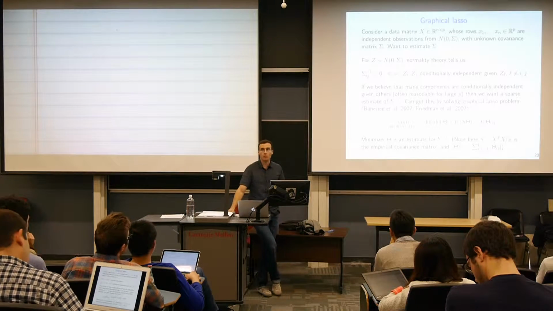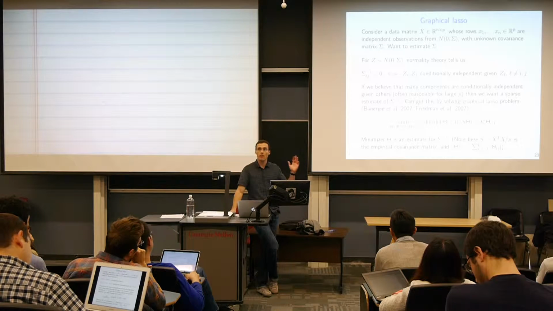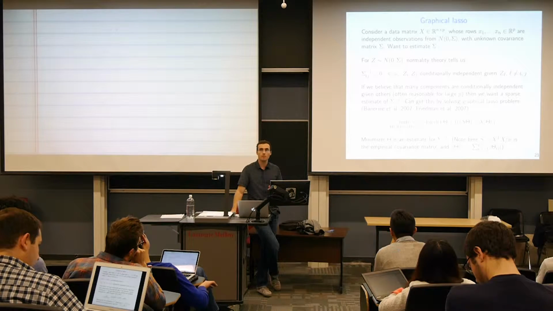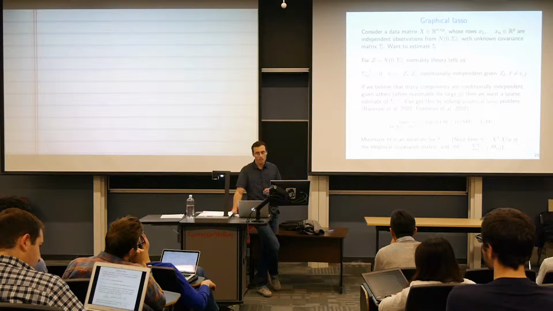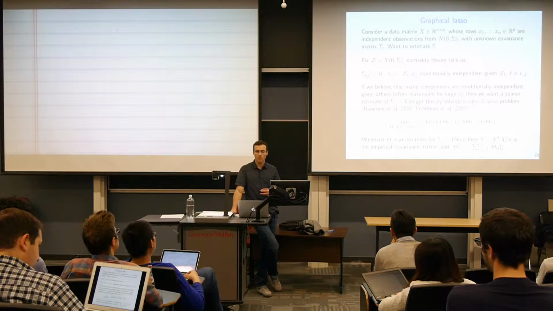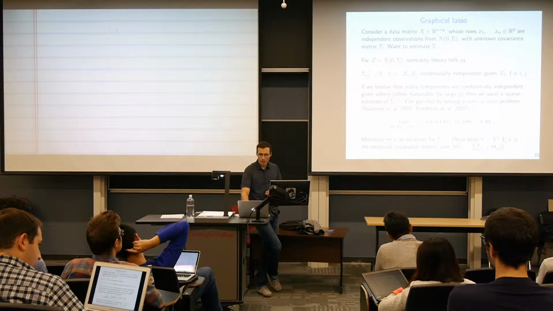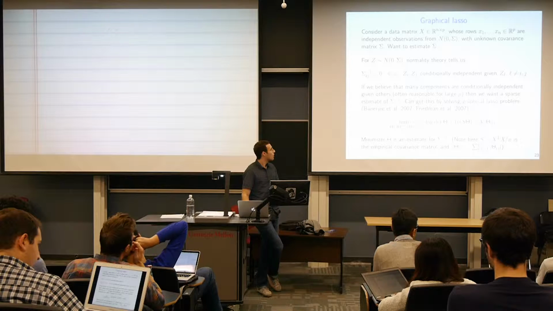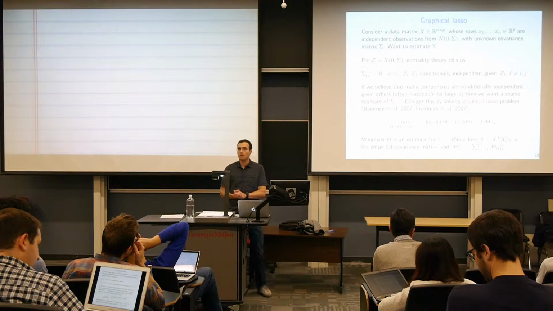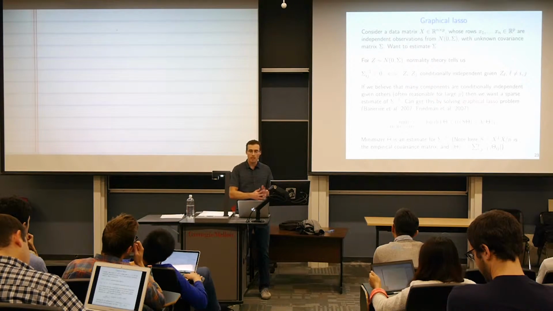And when people want to model structure between variables, they often look at the inverse covariance matrix, if they're willing to assume that their data is normally distributed. Okay, so by solving the graphical lasso problem, we are trying to estimate an inverse covariance matrix given some data.